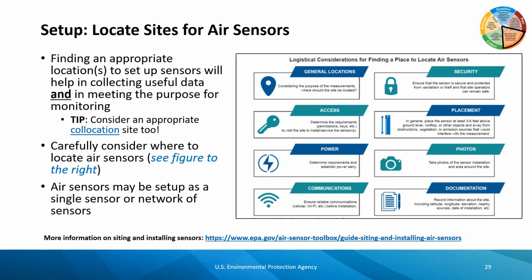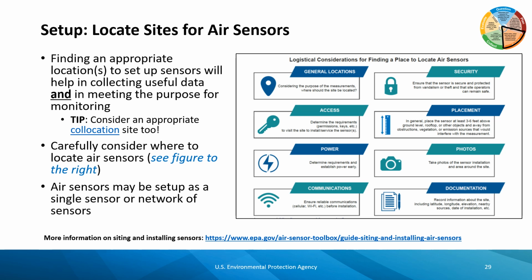The third step in planning a study is setup. Once you have selected sensors and know what will be required in terms of power, communication, mounting, and maintenance, you are ready to decide where to site them. Depending on your project goals, you may be looking for sites for one sensor or a network of sensors. You will want to find an appropriate co-location site too.